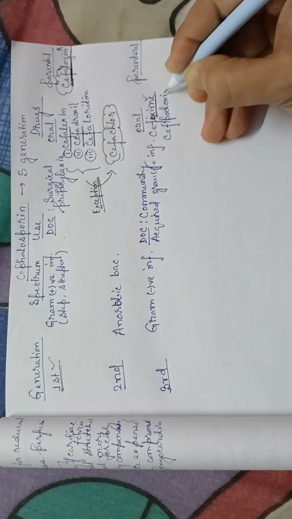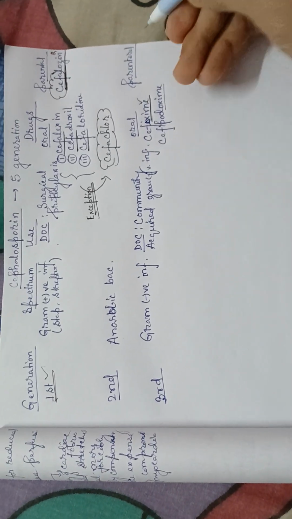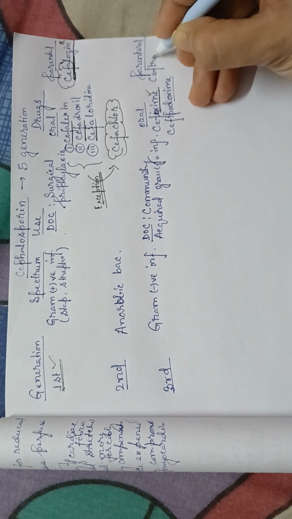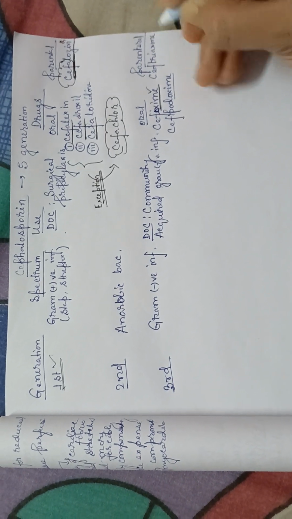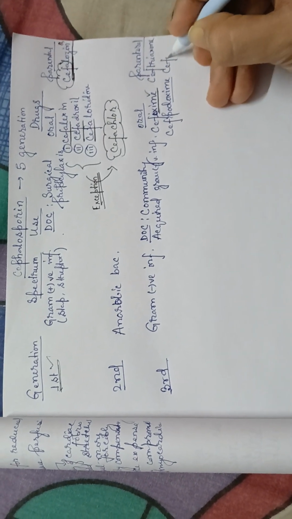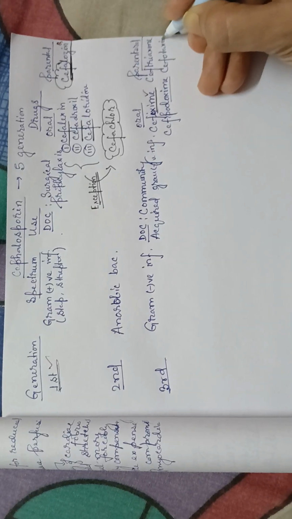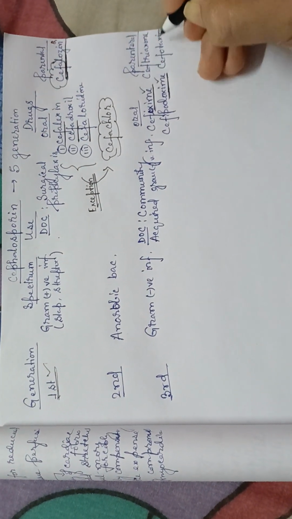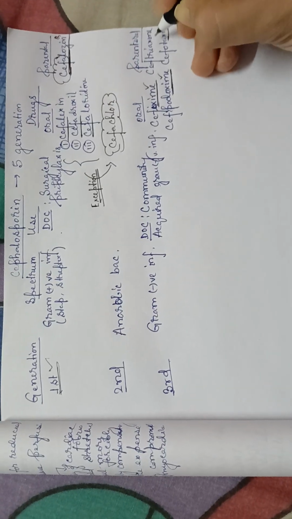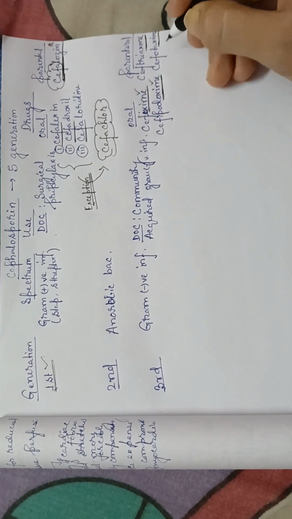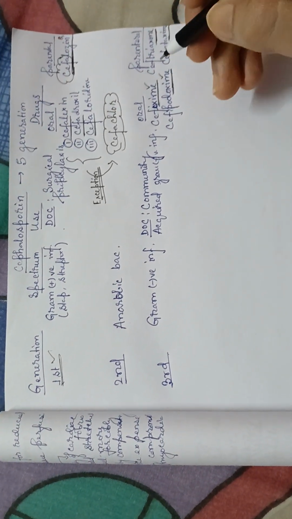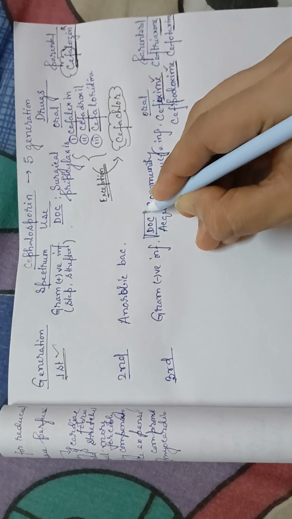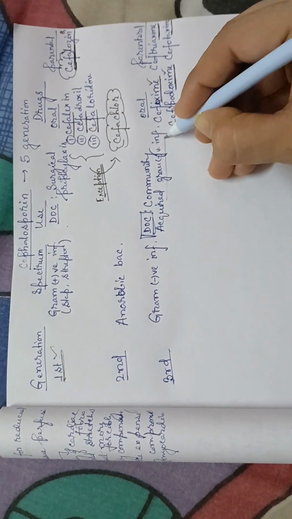Next drug, cefpodoxime. In the parenteral route there are the drugs ceftriaxone, cefotaxime. So we have to remember that if the drug ends with IME or ONE, then it is included in the third generation of cephalosporin. And it is the drug of choice for community acquired gram negative infection.